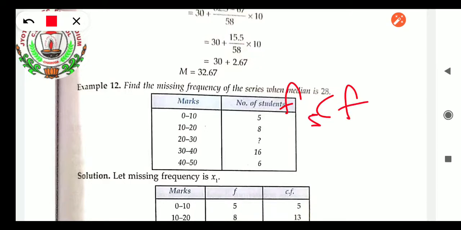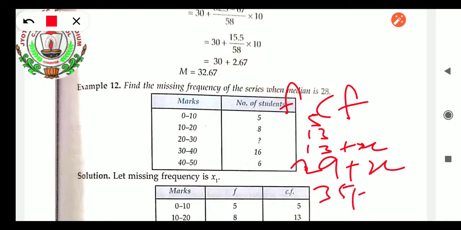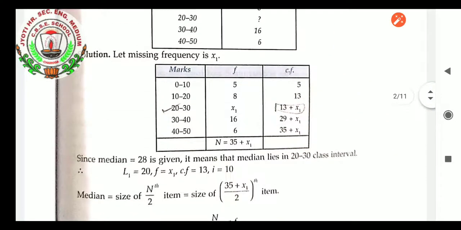This is f, CF will be there. Here it is 5 plus 8, 13. 13 plus x, let it be x. It won't be 13x, it will be 13 plus x. 13 plus 16, 29 plus x. 29 plus x plus 6, it will be 35 plus x. What is the total of frequency? The total of frequency is 35 plus x. Okay, let it be 35 plus x here. n equals 35 plus x. Let us substitute in the formula.